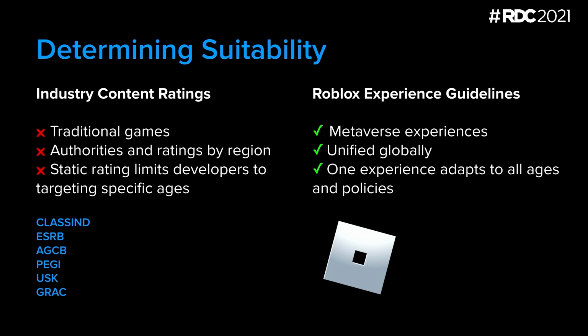And the last and the most important one, industry content ratings are static. It means that a given experience in a given region has exactly one age rating. So if you want your experience to be rated for all ages, you can't include any elements or any functionality that won't be suitable for kids, for example. In Roblox, our experience guidelines are dynamic. So even if the experience is rated for all ages, you can still include elements that are only suitable for older audiences, as long as you're dynamically disabling them for kids. This way, the same experience can be suitable for all ages and all regions.